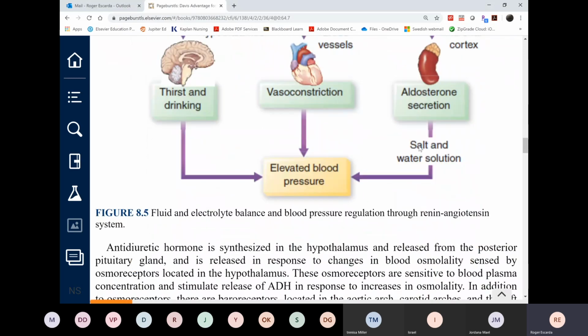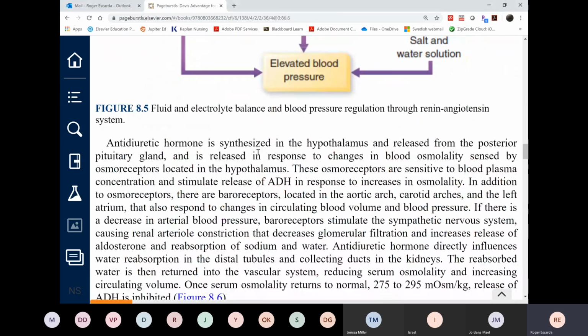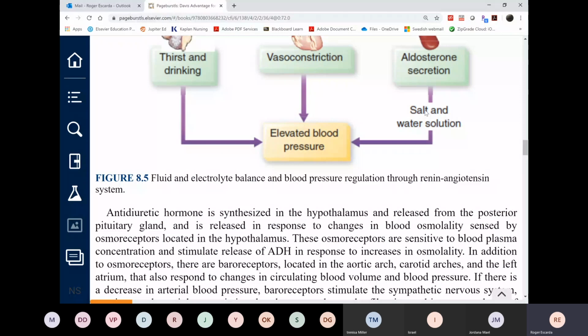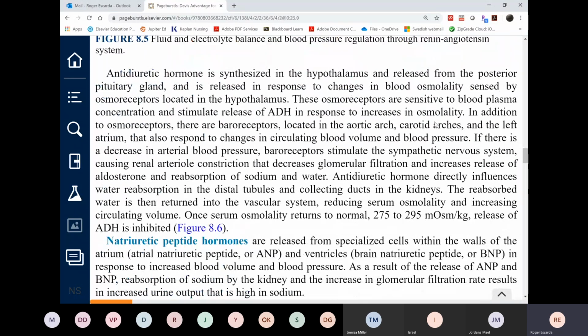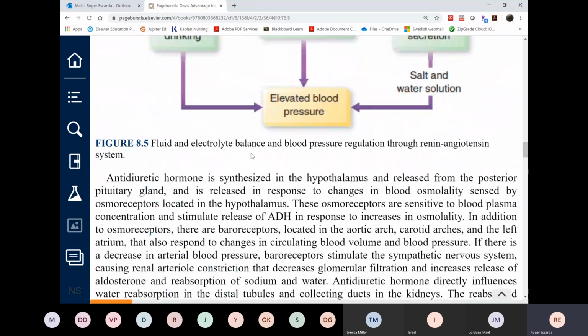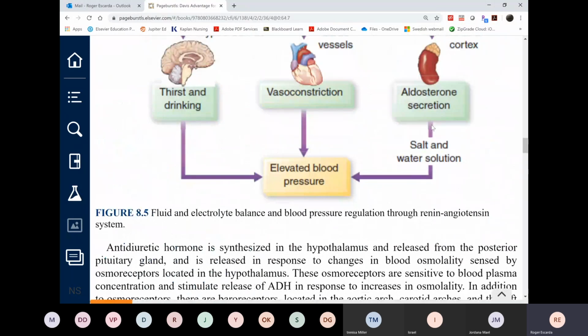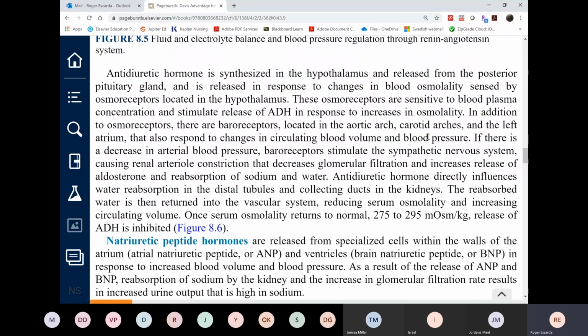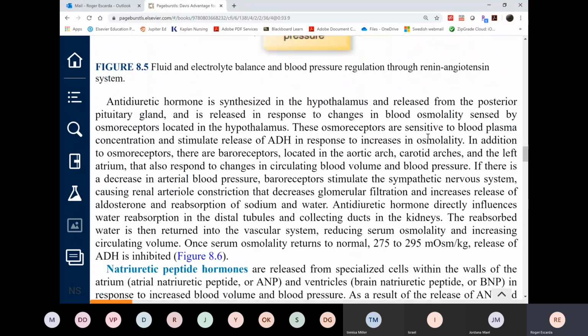Aldosterone, we said, causes salt and water reabsorption at the kidneys. The hypothalamus, on the other hand, also helps by secreting antidiuretic hormone. Now, unlike aldosterone, where it reabsorbs salt, antidiuretic hormone only calls for water reabsorption, not sodium reabsorption. Clear? So that's the difference between these two hormones. ADH controls water, aldosterone controls sodium and water. That will make sense later when we talk about SIADH and diabetes insipidus.